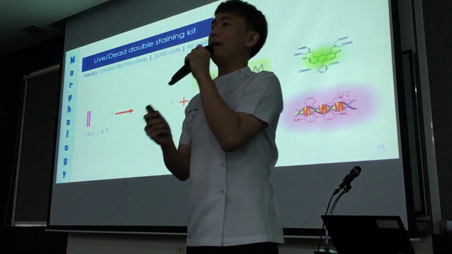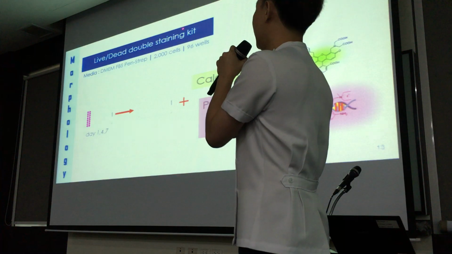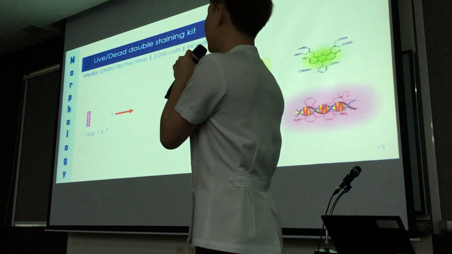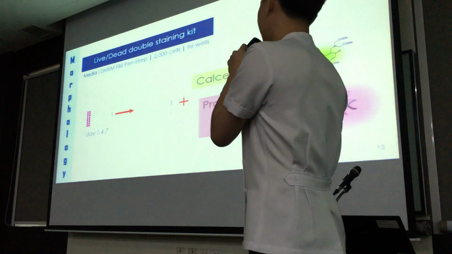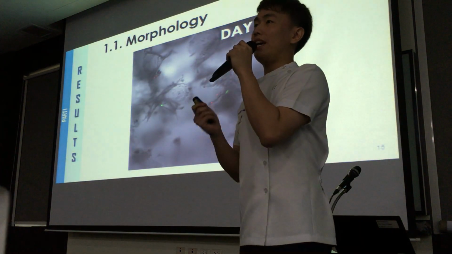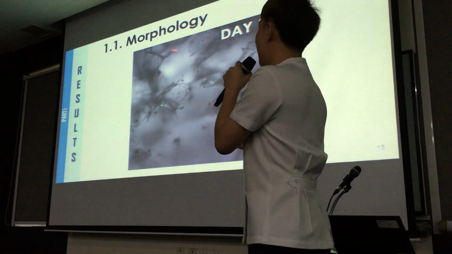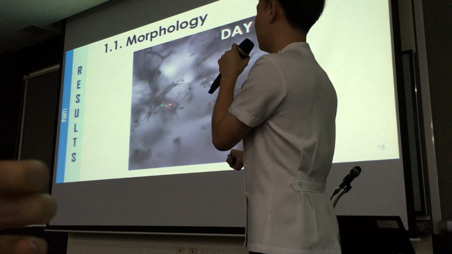The first experiment was to study the cell morphology using a live and dead double staining kit. The kit is composed of two dyes: calcein AM, which stains the live cells green, and propidium iodide, which stains the dead cells red. The results were obtained by confocal laser scanning microscope as shown. The white area shows the pore within the scaffold, whereas the dark area is the border of those pores.